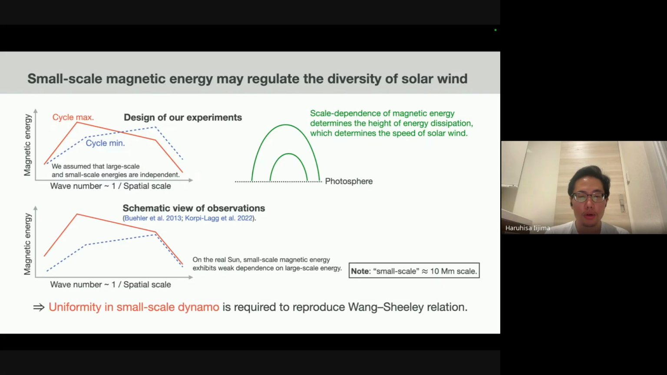So we think that the uniformity in the small scale dynamo is required to reproduce the Wan-Shelley relation. In other words, by changing the small scale dynamo strength in our experiments, we have drastically enhanced the change of the coronal brightness in the numerical simulations, and it hides the expansion factor dependence, which is represented as the Wan-Shelley law.